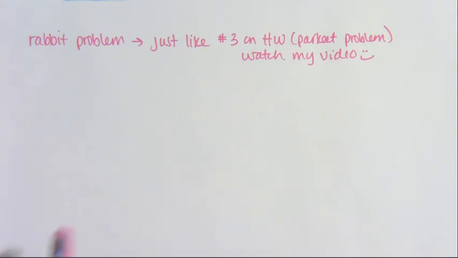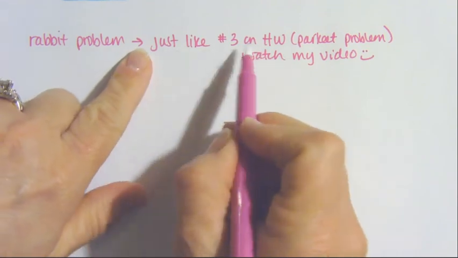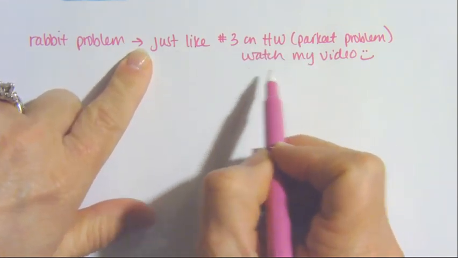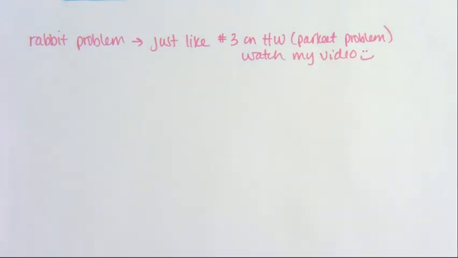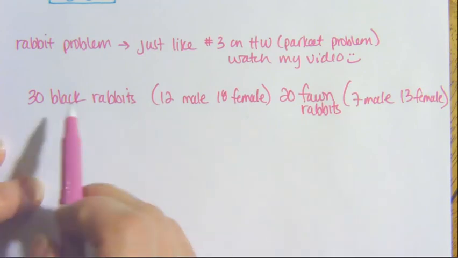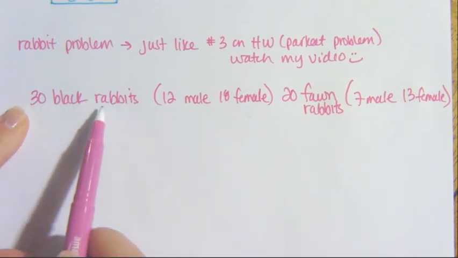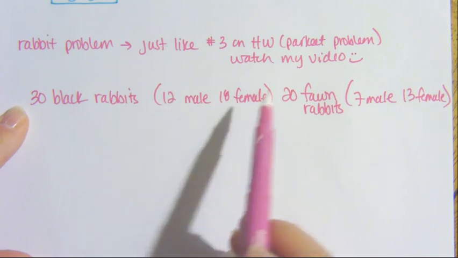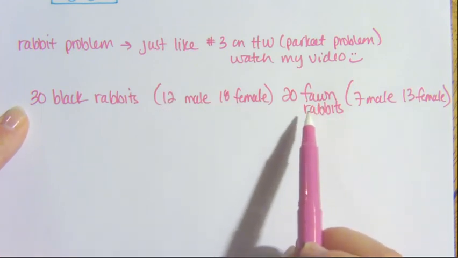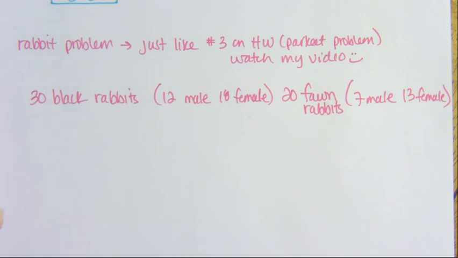All right, so you guys have a problem about some rabbits, and I want to point out that's just like number 3 on the homework, and I made a video on that too. That's about parakeets, but let me write out some information here. So again, these numbers are different than you're going to see on your Swyk, but I'm saying I've got 30 black rabbits, 12 of them are male, 18 are female. And then I've got 20 fawn colored rabbits, 7 are male, 13 are female.